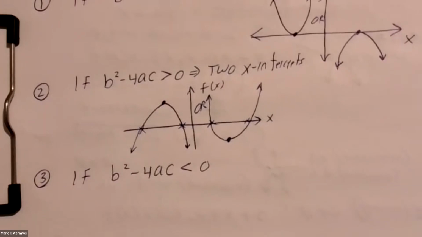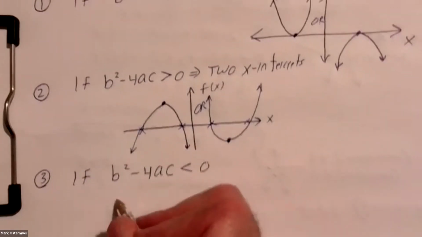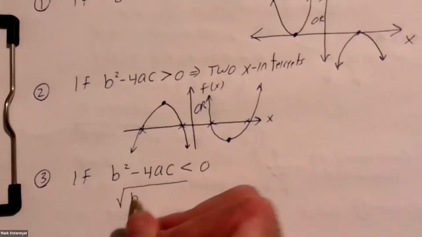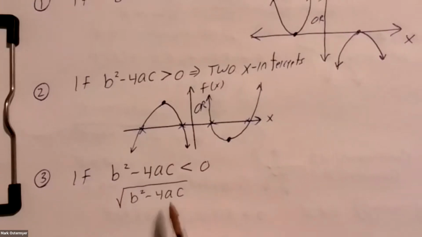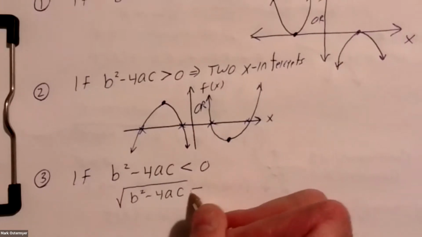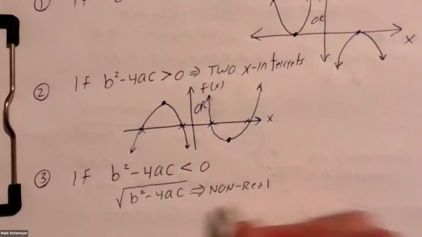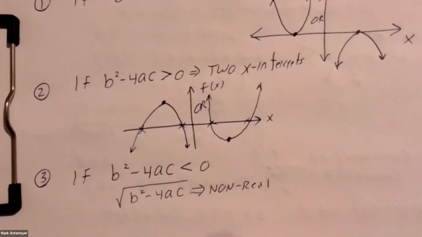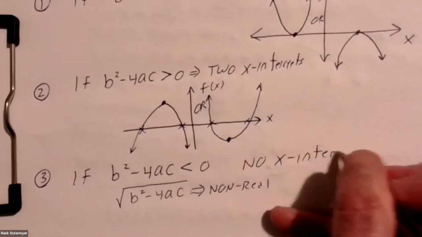Well, what happens in this case? Well, think about it. This is the quantity underneath the square root. And if it's negative, what's the square root of a negative number? It's no longer real. It's non-real. You got i involved now, the pure imaginary unit. So in this case, there would be no x-intercepts for the quadratic function.